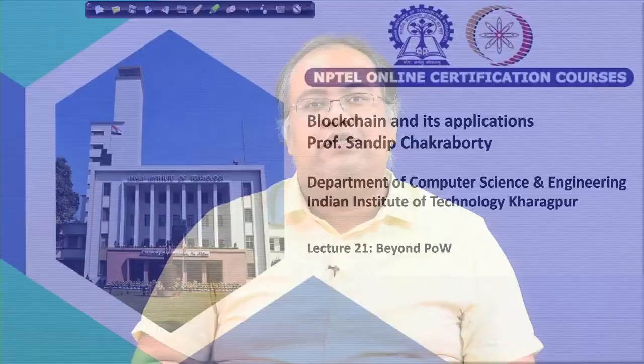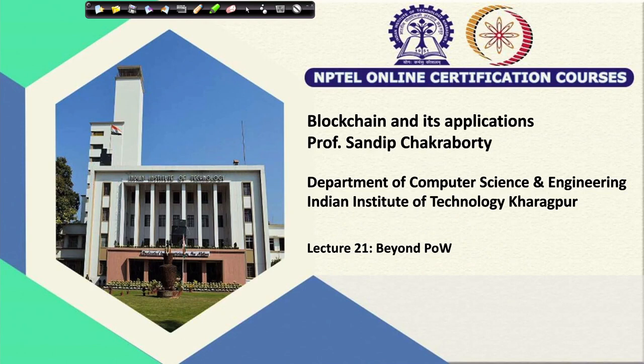Welcome back to our course on blockchain and its applications. In the last class we have seen how fork impacts the consensus finality in a proof of work consensus mechanism, and we have discussed different kinds of attacks which are possible on proof of work, as well as the possible monopoly problem and the 51% attack that can happen on proof of work.